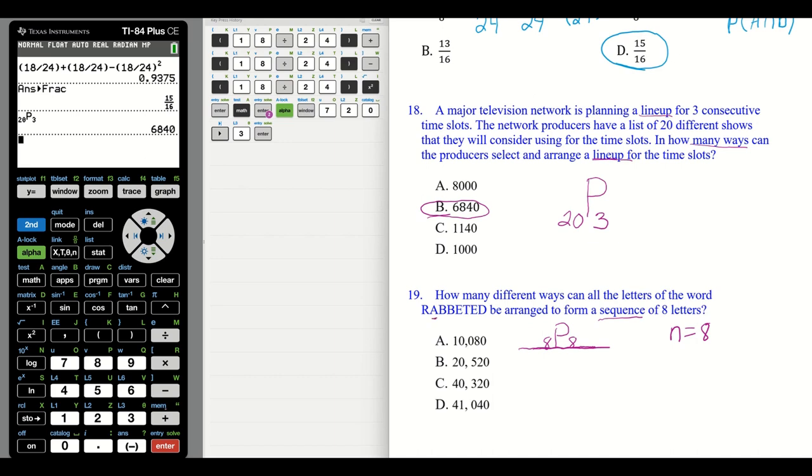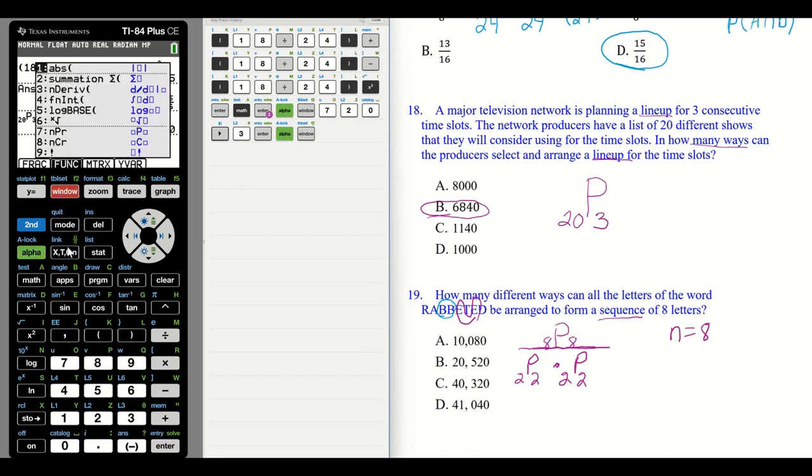I see 1. No, we don't repeat the A's. We repeat the B's and the E's. So we're going to repeat the B's. There are 2 of those. And the E's. There are 2 of those. So we have P, 2 and 2, times P, 2 and 2. Let's put that in our calculator.